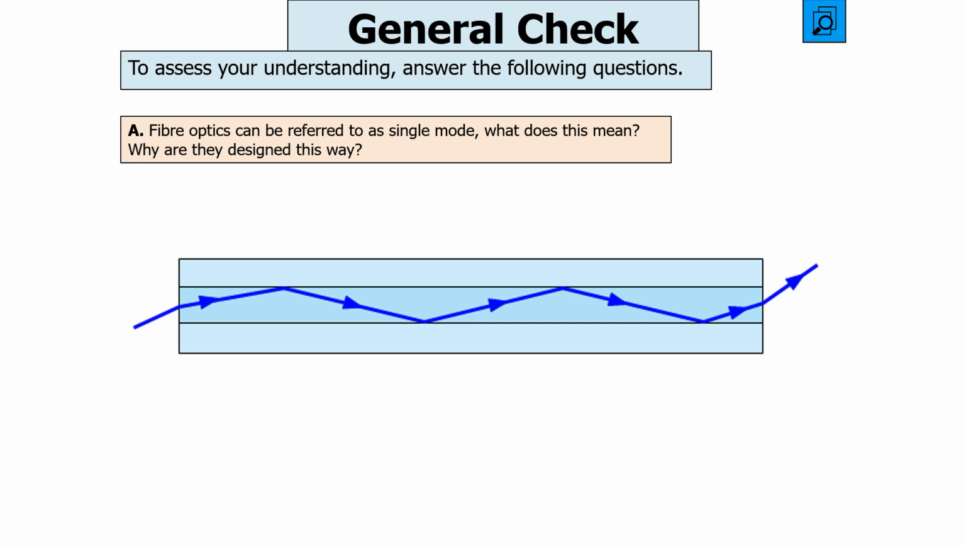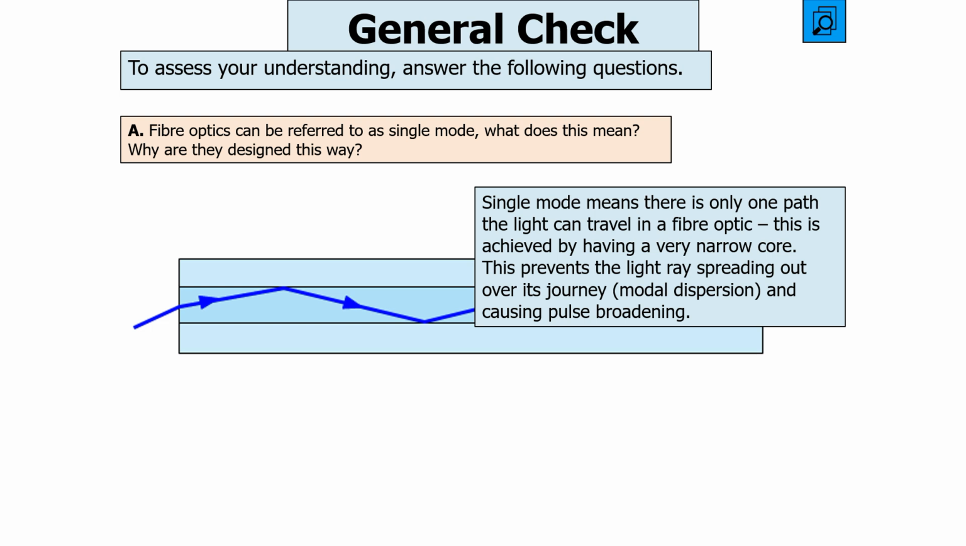What does this mean and why are they designed this way? So pause the video now, then unpause the video when you want to go through your answer. Single mode means that there's only one path that the light can travel in the fibre optic. This is achieved by having a very narrow core. This prevents the light ray spreading out over its journey, or modal dispersion, which would cause pulse broadening.